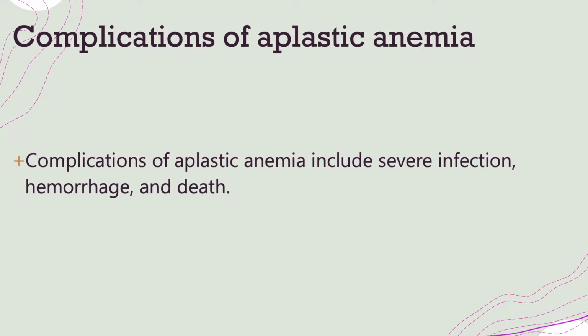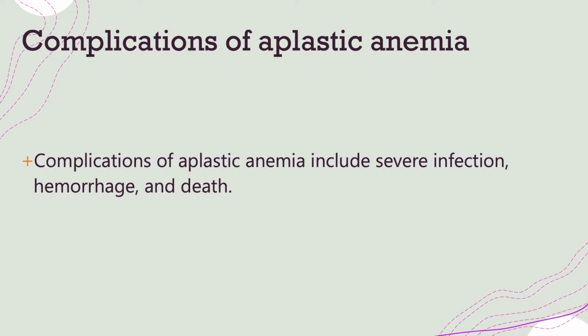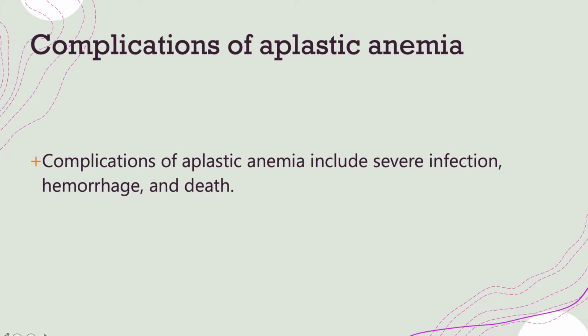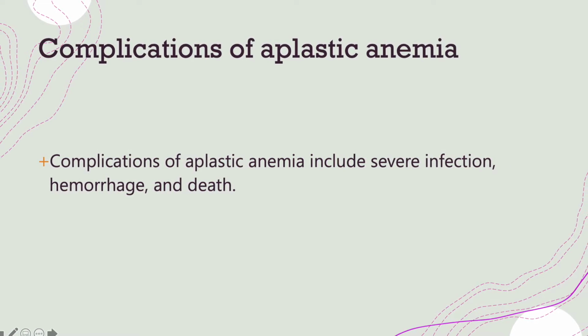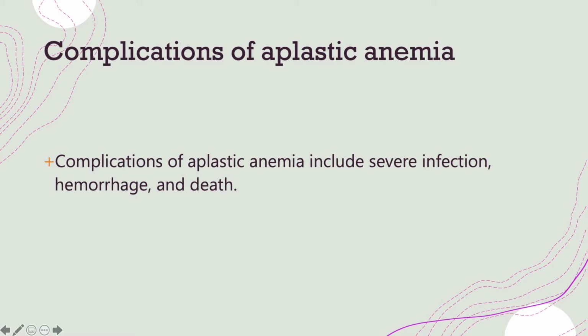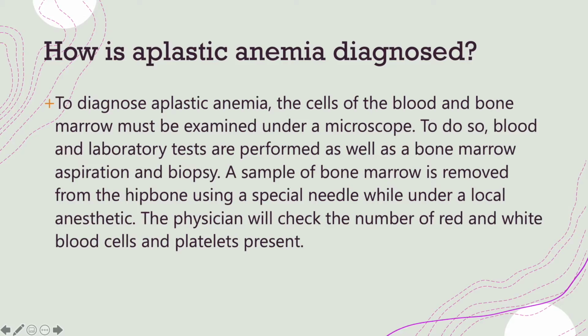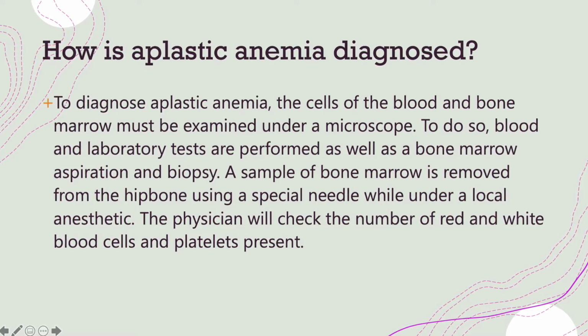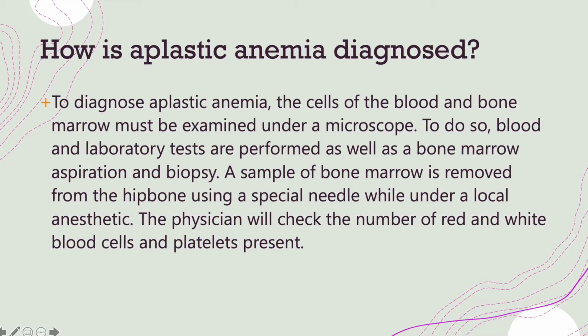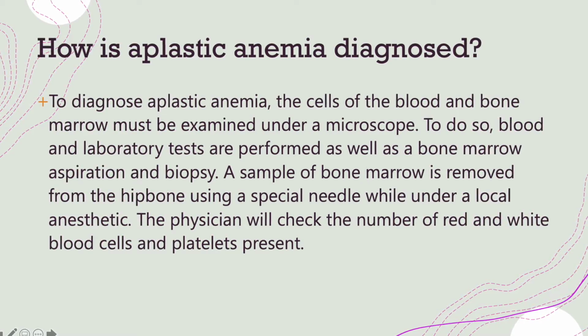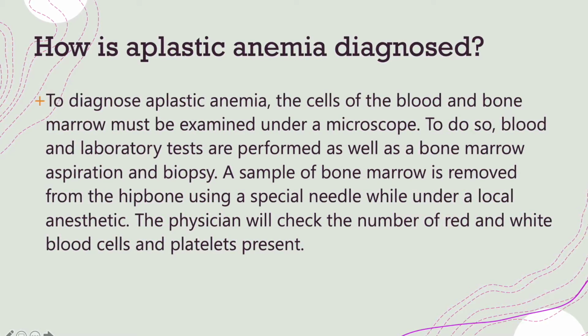Complications of aplastic anemia. Complications of aplastic anemia include severe infection, hemorrhage, and death. How is aplastic anemia diagnosed? To diagnose aplastic anemia, the cells of the blood and bone marrow must be examined under a microscope.